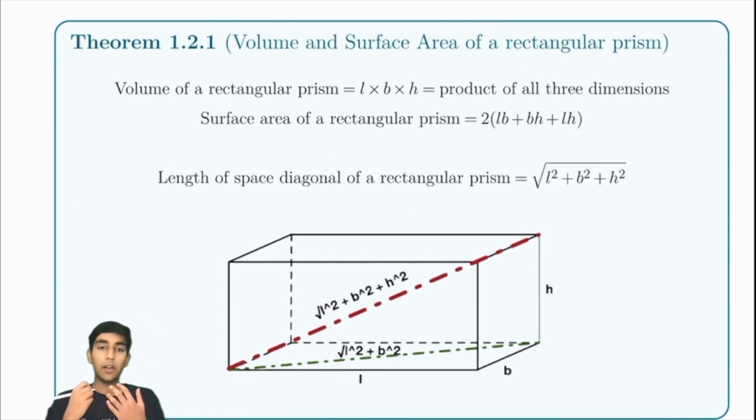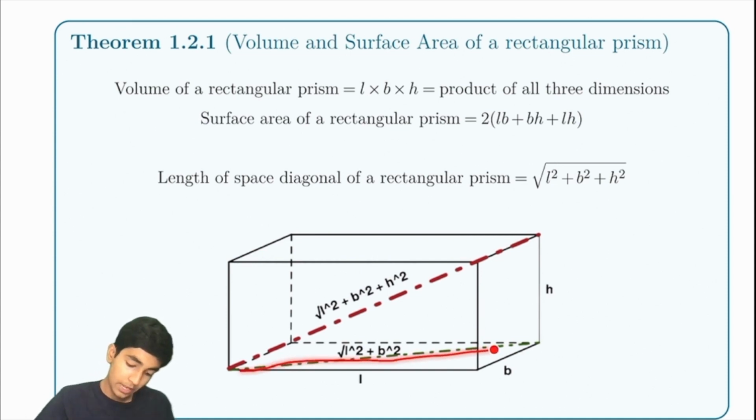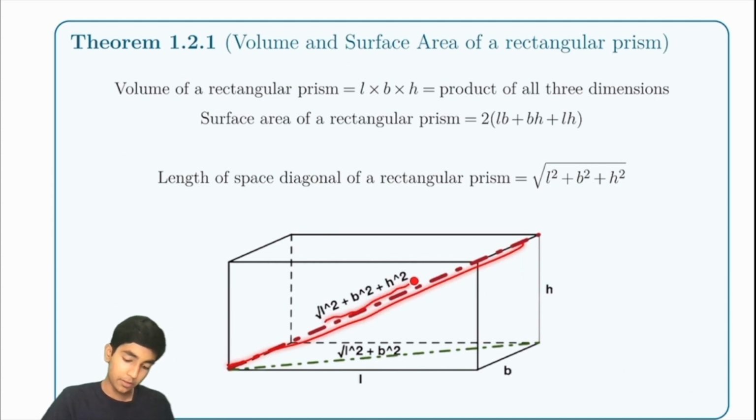And for the space diagonal of a rectangular prism, again, we can just use the Pythagorean theorem 2 times. To find this diagonal over here, it's the square root of L squared plus B squared. To find this diagonal over here, it's the square root of this length squared plus this squared, right? This squared is L squared plus B squared. This squared is H squared. So the space diagonal squared is L squared plus B squared plus H squared.